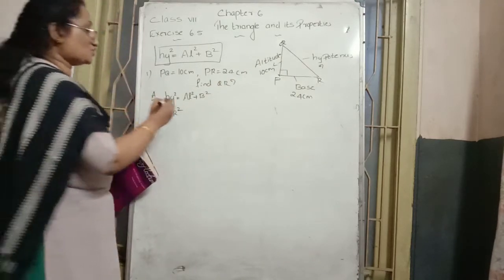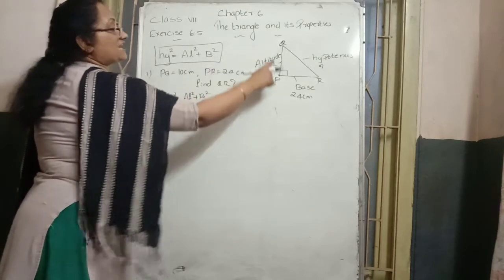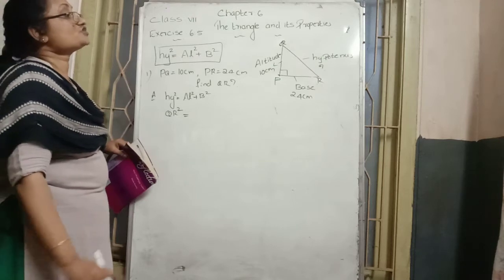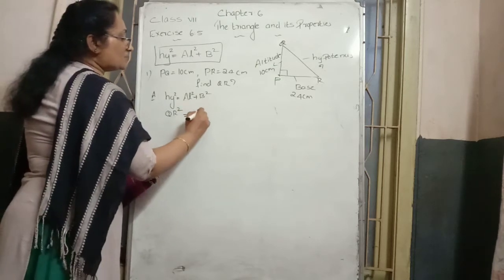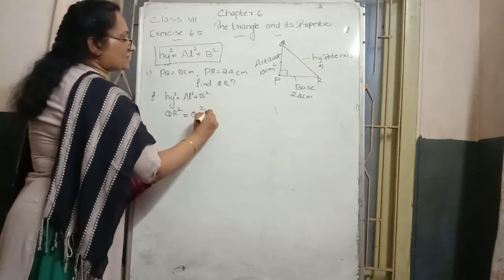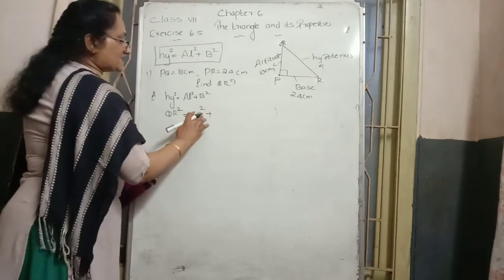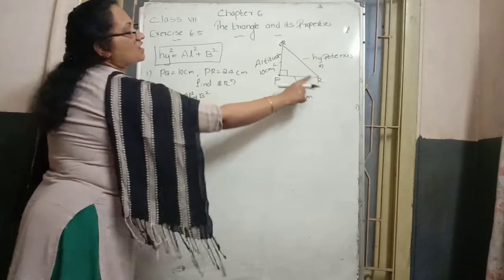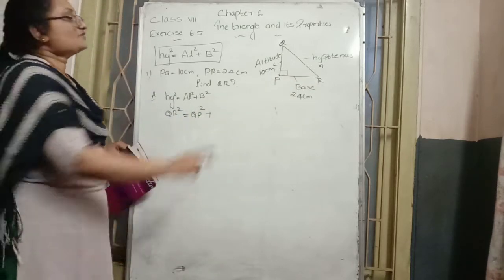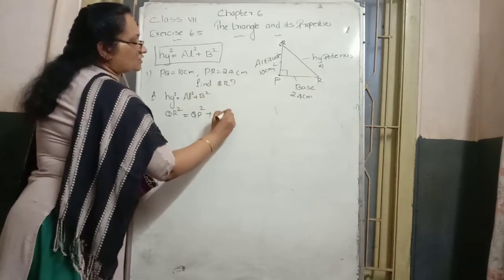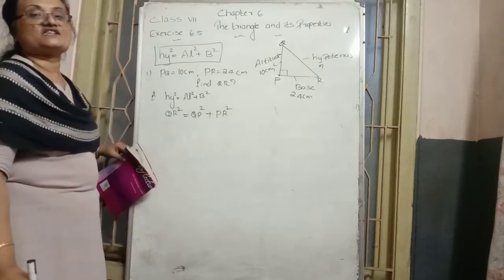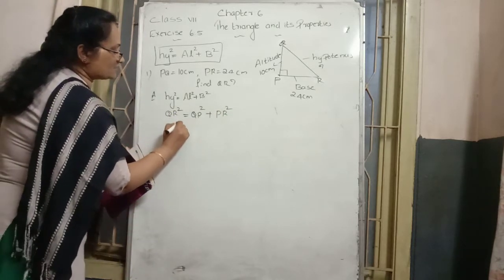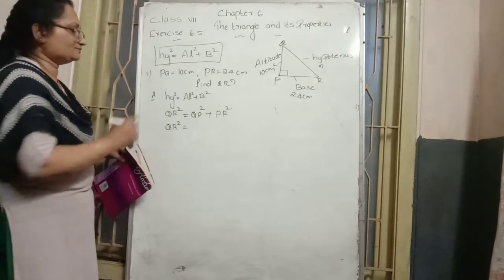Altitude means the height of the triangle. What is the height side? The altitude is QP. Since the square is there, we can mark it as QP square. And base means the downside. Which alphabet? PR, and since the whole square is there, the square must be marked. The QR side we don't know. Our aim is to find the QR square value.